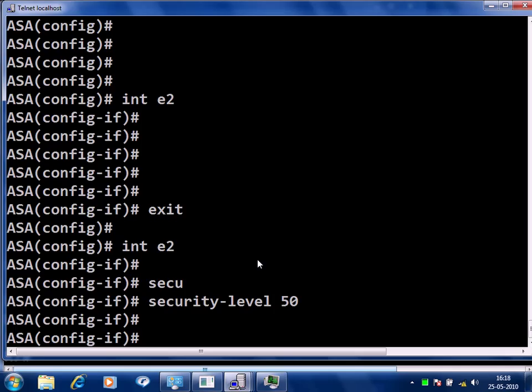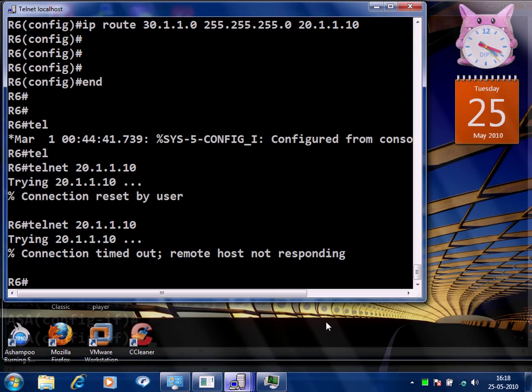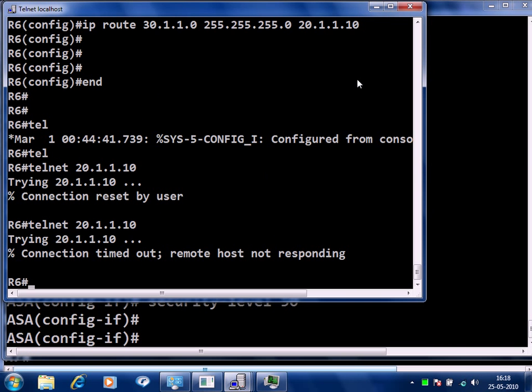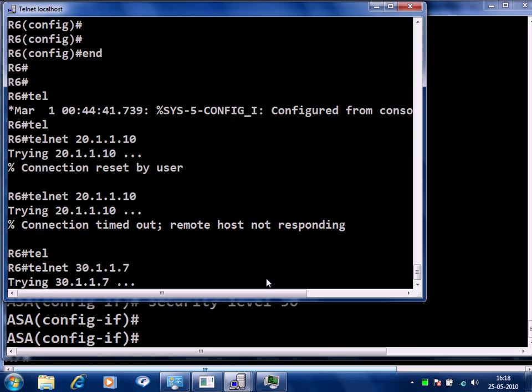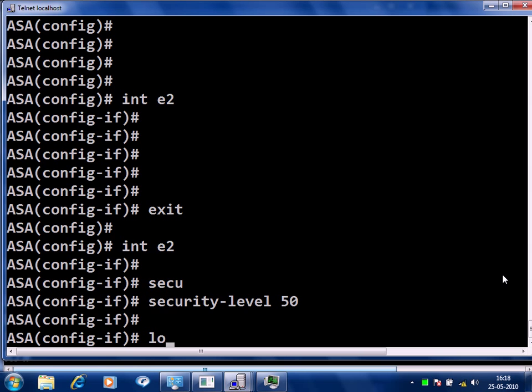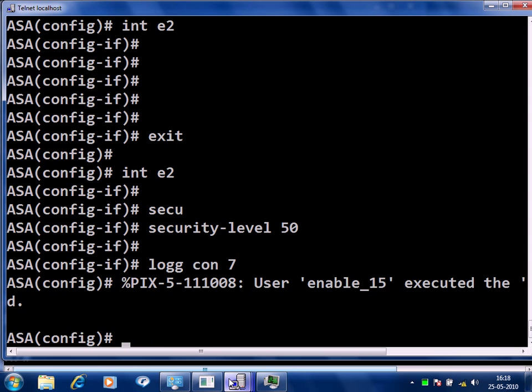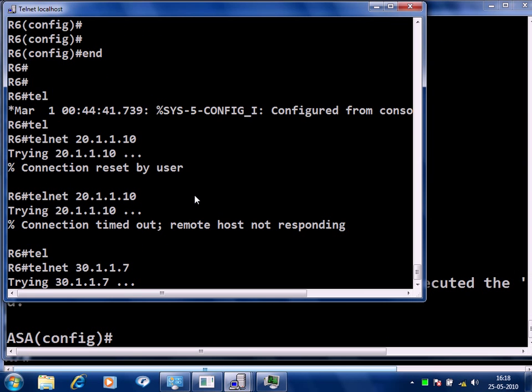Now let's do the telnet from outside to DMZ. Previously it succeeded, right? Telnet 30.1.1.7. Now it has been denied by whom? In ASA, what is denying this one? Will you be getting the discarded message or will you be getting a deny message? It will clearly say this traffic is being denied by the access list.